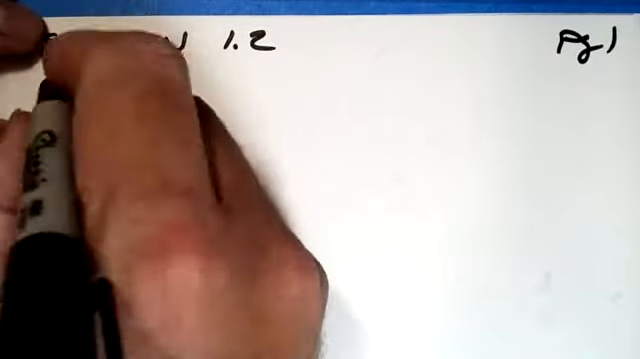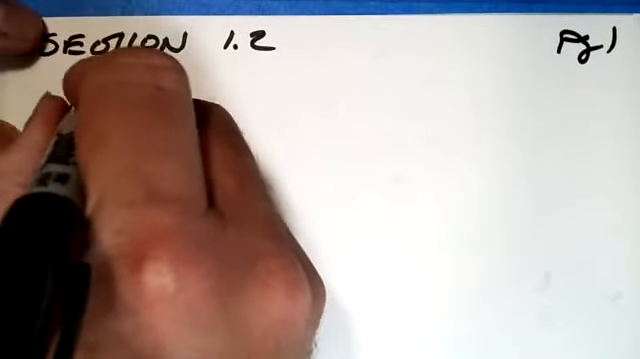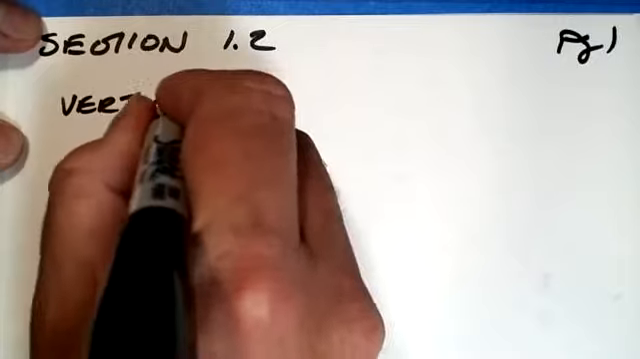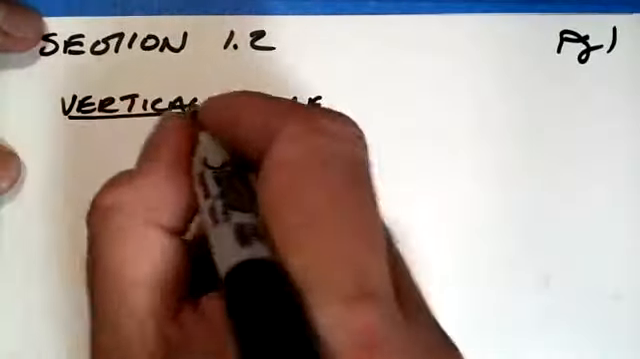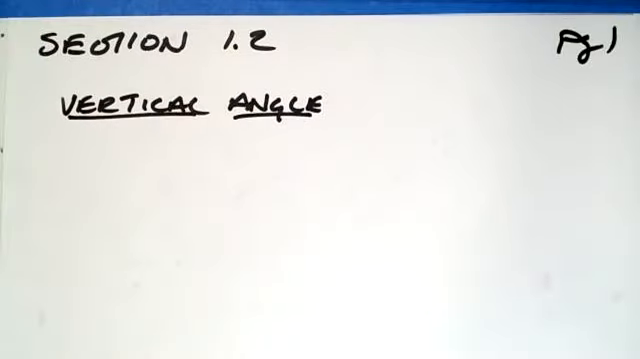So the first thing I want to talk about is what's called a vertical angle. Now, it's not a huge result, but a vertical angle is a strangely worded term. When you think vertical angle, you're thinking, oh, an angle from the vertical or something like that. But that's really not what it is.